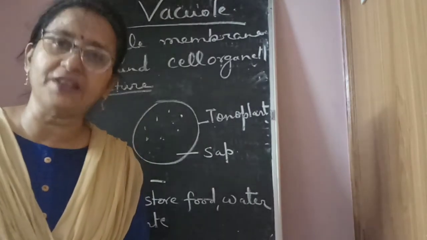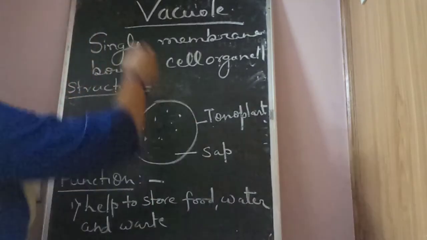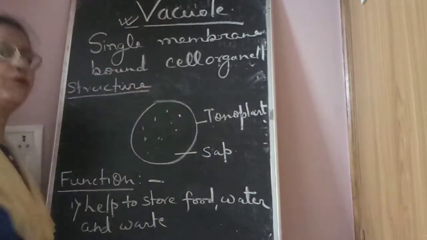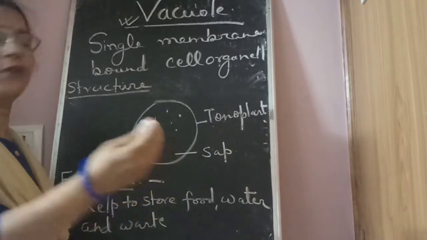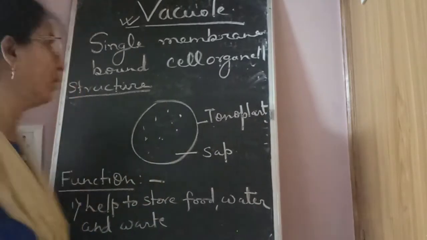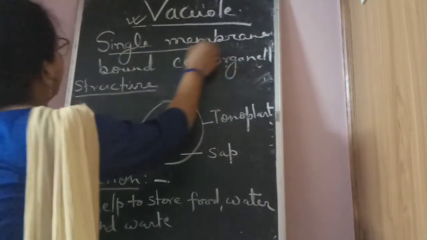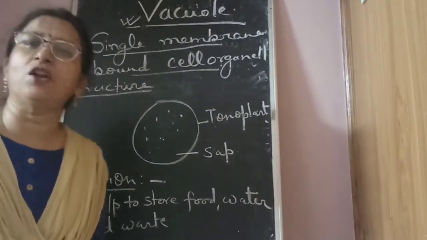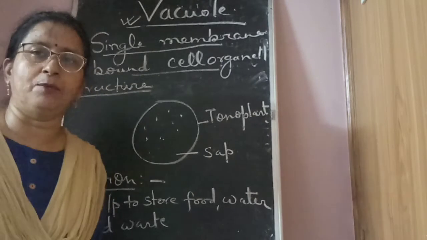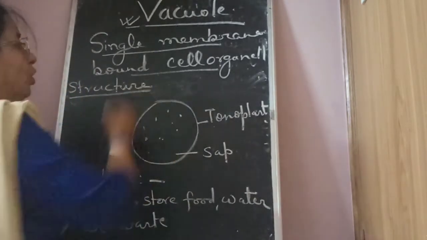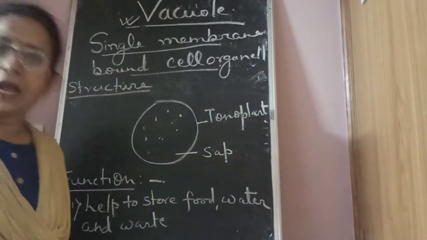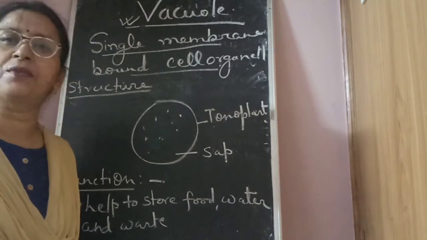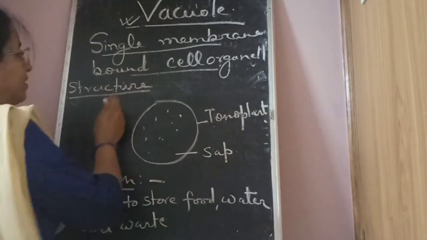Now come to the next cell organelle. Next cell organelle is vacuole. Vacuole is different from other cell organelles. Why? Because it is a single membrane bound cell organelle. Most of the cell organelles are double membrane bound except vacuole, lysosomes, etc.